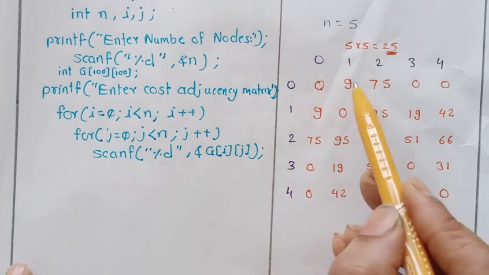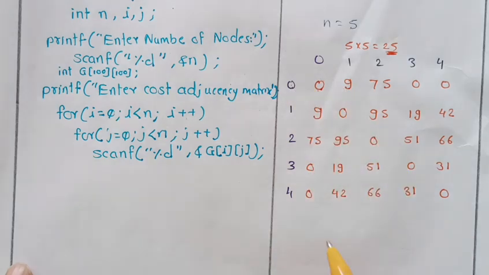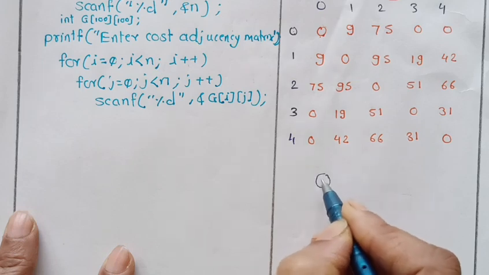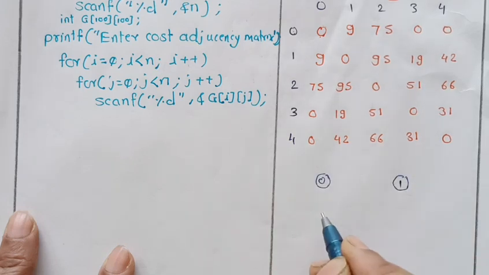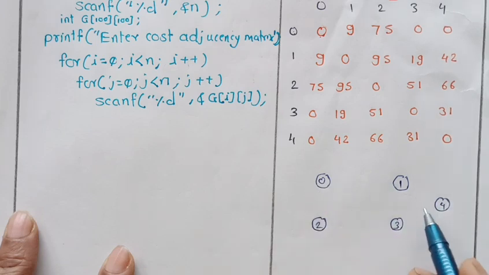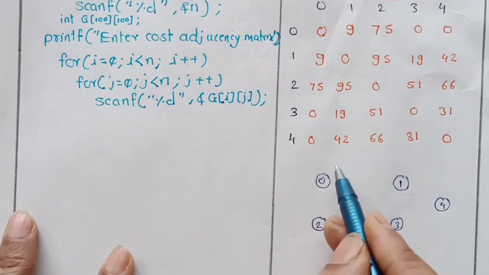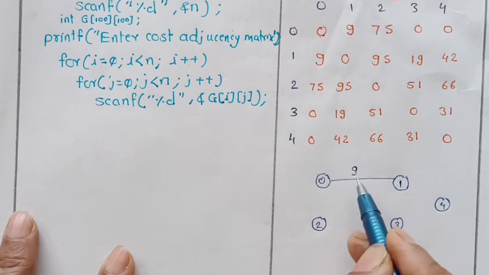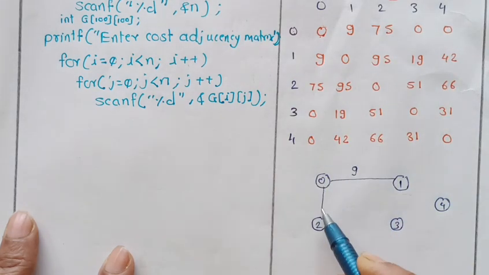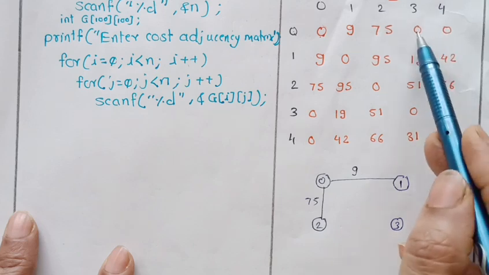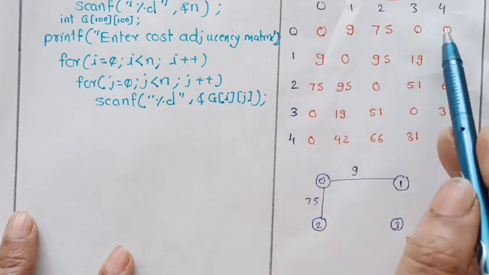Okay, so 0 to 1. Suppose there are 5 nodes here: 0, 1, 2, 3 and 4. So these are 5 nodes. 0 to 0 there is no edge. 0 to 1 there is an edge, and that cost is 9 here. Then 0 to 2, one more edge is there, the cost of this is 75. Next 0 to 3, there is no edge from 0 to 3 here. 0 to 4 also there is no edge.